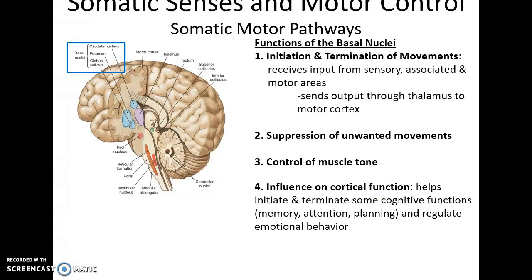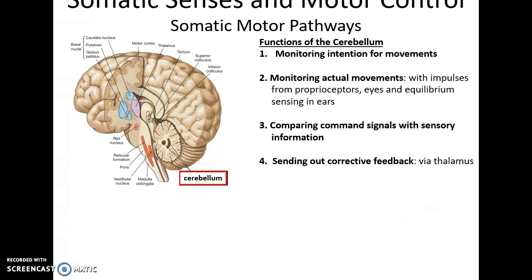So again, basal nuclei is involved. It's involved in initiating and terminating movements so that they're coordinated. It suppresses unwanted movements, controls muscle tone, and can influence cortical function, cognitive functions in the brain. The cerebellum is important for monitoring the intention of movements, as well as monitoring the actual movements, comparing what you want to what's going on, and then sending corrective feedback to make sure you are doing what you want to do.